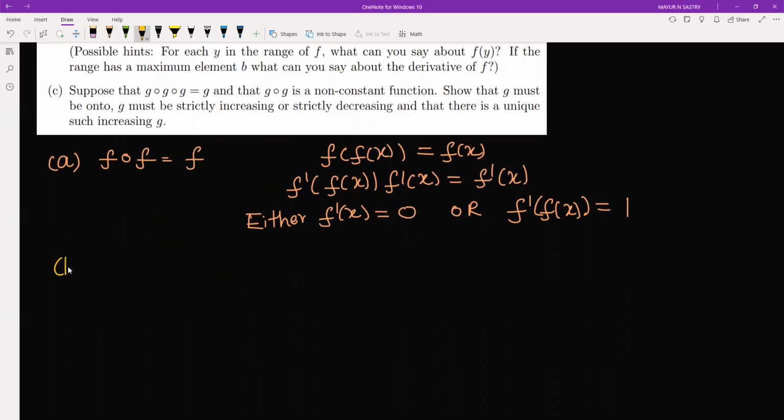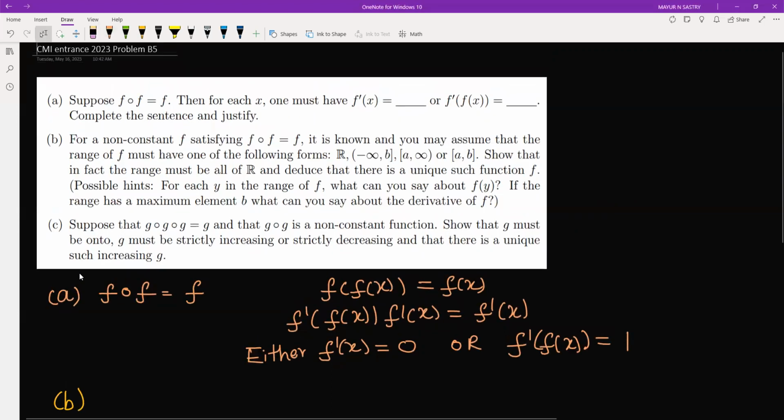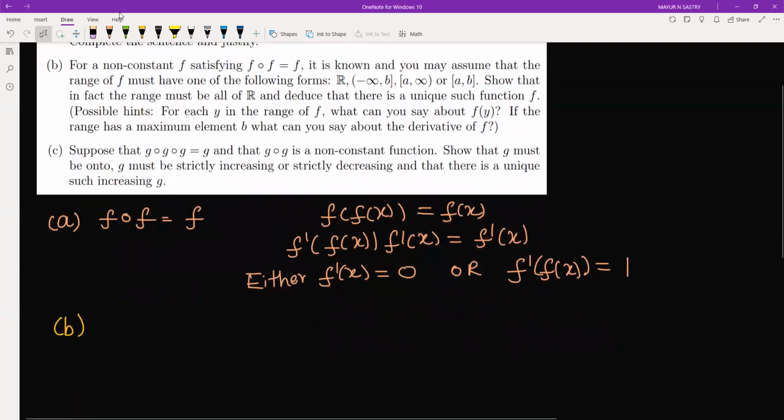Next, we are going to discuss part B of the problem. It says for a non-constant f satisfying f of f equal to f, it is known and you may assume that the range of f must be one of the following forms. That is either R, the closed interval A, B, or minus infinity comma B closed, or closed A comma infinity. And we want to show that the range is in fact R. So we are given that f of f equal to f and it's not constant.